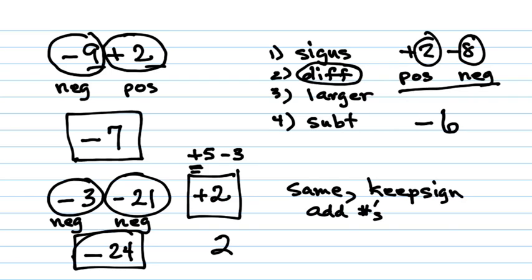Okay? So, ready for my question? Hold on, guys. If the signs are the same, what do I do with that sign? Keep it. Good. And what do I do to the numbers? Add them. Excellent. If the signs are different, what do I do with the sign? Keep the sign of the larger, and do what to the numbers? Subtract them. Okay? Very easy, but critical to know.